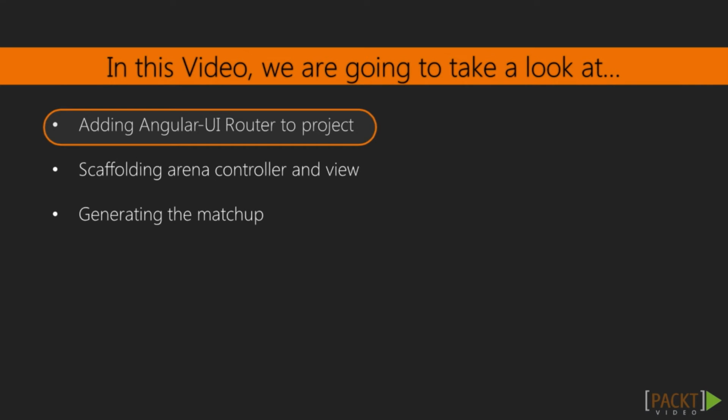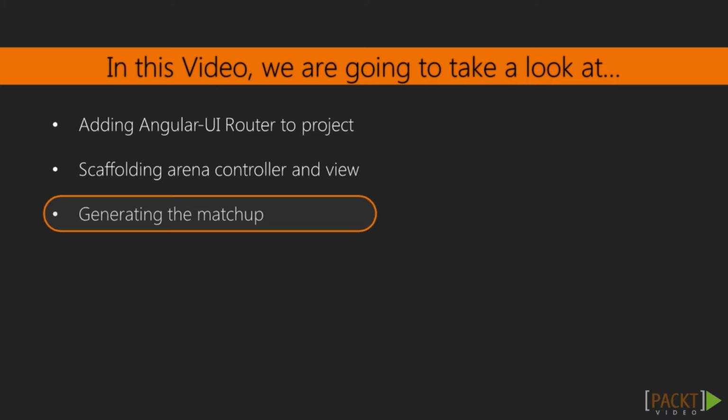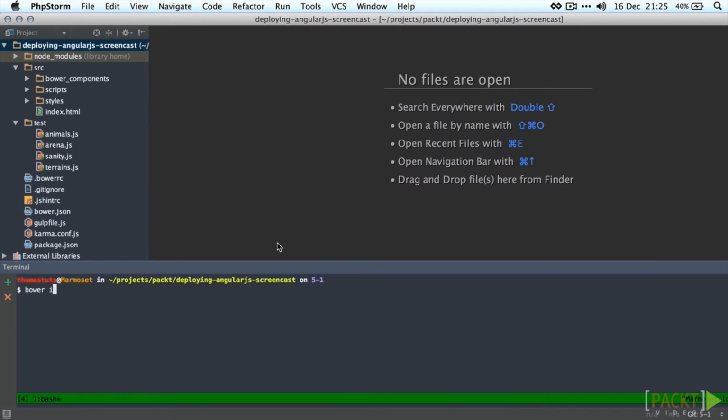Then we'll scaffold the controller and the view for the arena route, in which we'll be fighting our match. In this section we'll also generate our matchup, which we will use in the following sections to fight the actual match. Okay, so to add Angular UI Router to our project, the first thing we need to do is add it to our project using Bower. So, as you might have guessed, we'll go to our terminal and then install Angular UI Router through Bower.